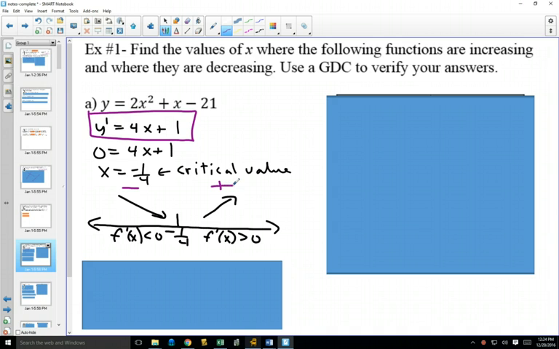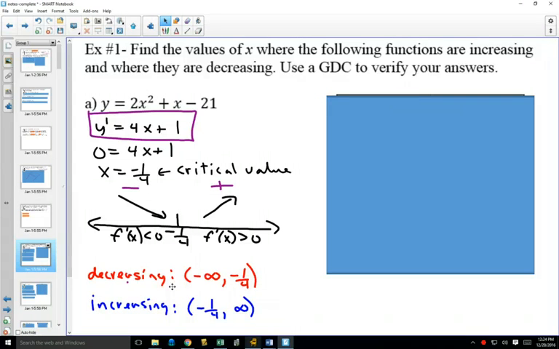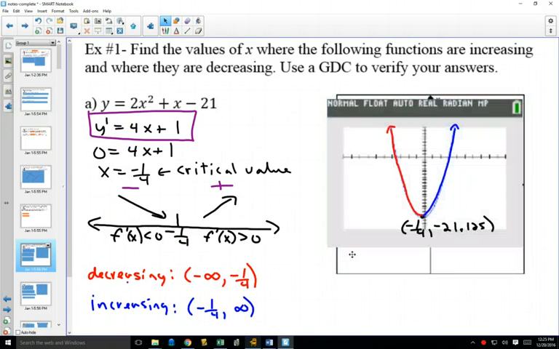Any section that's negative, if our slopes are negative, that means our function is decreasing or going down, as shown with that arrow. And anywhere that it's positive means that our function is increasing or going up. So we know that it's decreasing from -infinity all the way to -1/4, and it's increasing after -1/4 all the way to infinity. If we look at that graph, that's exactly what we see. And if we plug -1/4 back into our original function, 2x² plus x minus 21, we would get a y value of -21.125, and that would be our vertex.